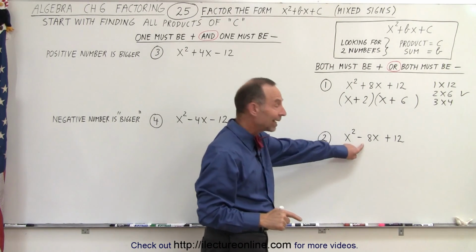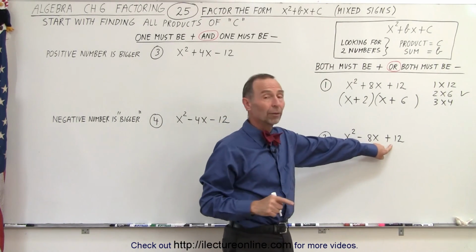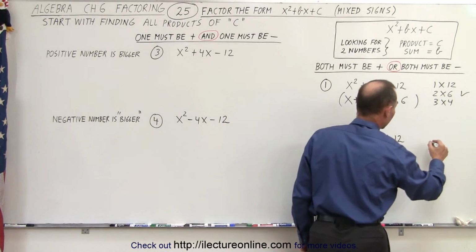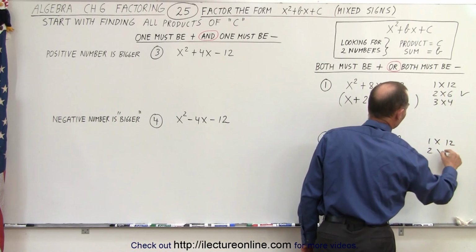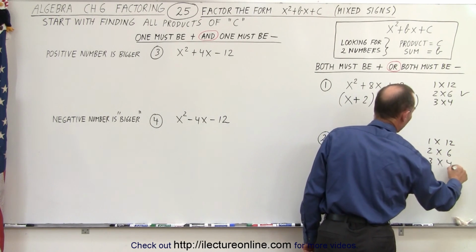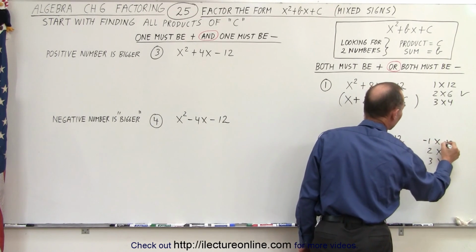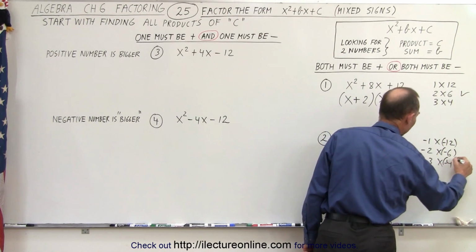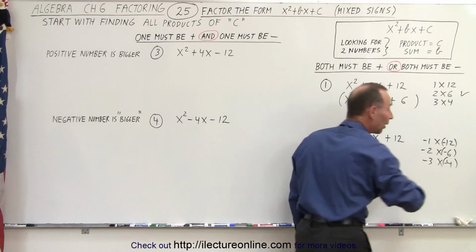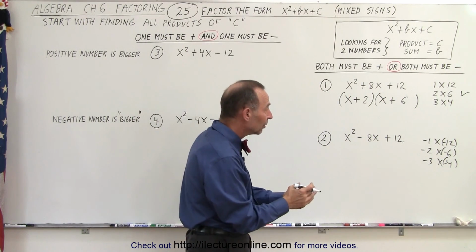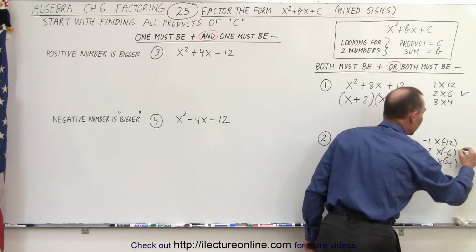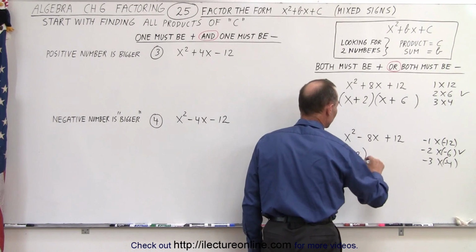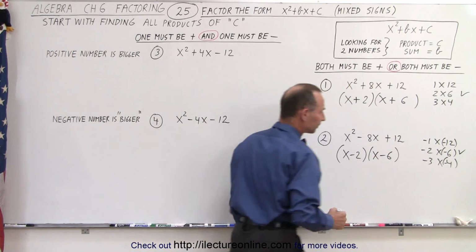Now here I have a negative 8. That means both of the numbers must be negative, and when I add them together, I get negative 8. Again, the possibilities are 1 and 12, 2 and 6, 3 and 4, but they both must be negative, so it's a negative 1 times a negative 12, a negative 2 times a negative 6, and a negative 3 times a negative 4. It's the same as over here, but now they're both negative. When I add them together, I should get negative 8. Again, the only possibility would be a negative 2 and a negative 6, which means this will be factored as x minus 2 times x minus 6.